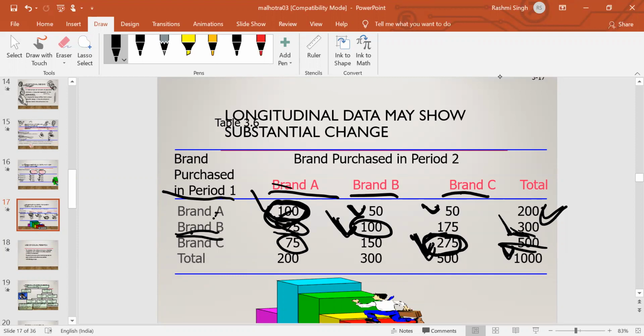You can calculate the percentage of consumers preferring brand A over brand B or brand C. So longitudinal design will help you detect some substantial changes in the consumer responses.